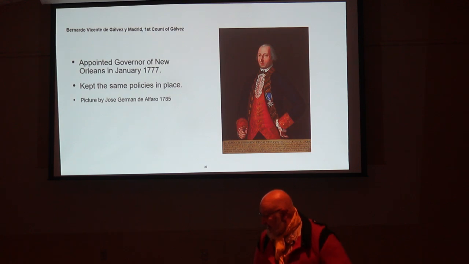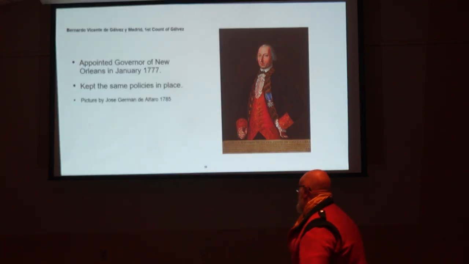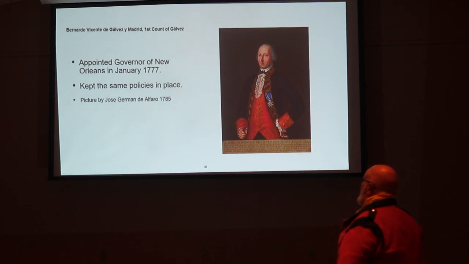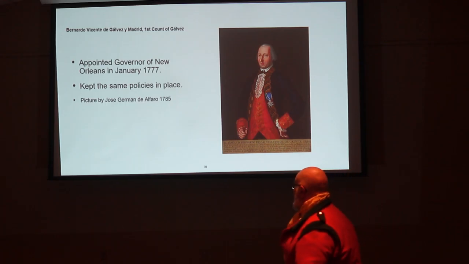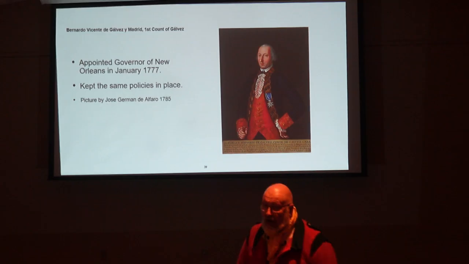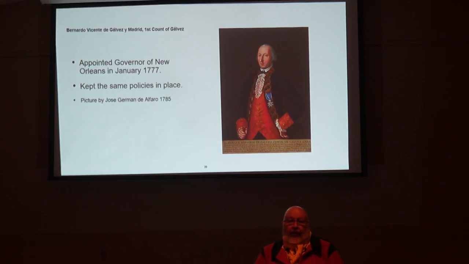Now, in 1777, a new governor gets appointed in Spanish Louisiana, named Bernardo Vincent Galvez y Madrid, first Count of Galvez, appointed in January 1777. Pretty much kept a lot of the policies the same, but the problem he had is, again, the same problem all the other governors had. They're looking out of their house and they're seeing the British garrison on the other side of the river. Not good. He's looking at his defenses. He doesn't have enough troops. He knows the British put a major push. He's going to have a hard time defending.